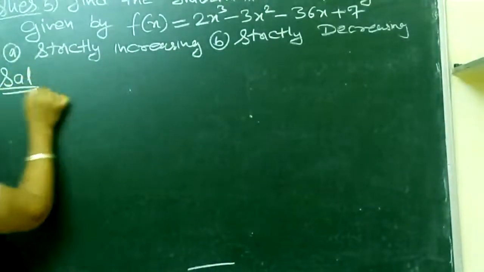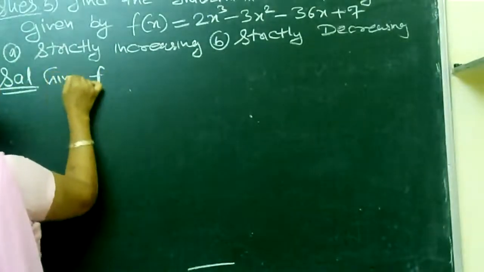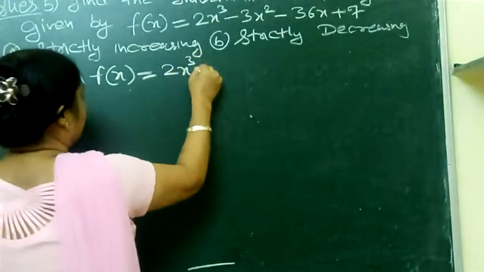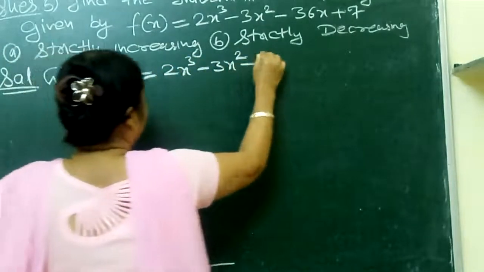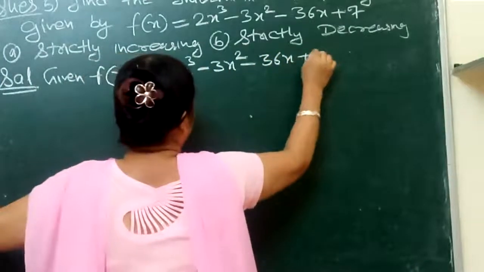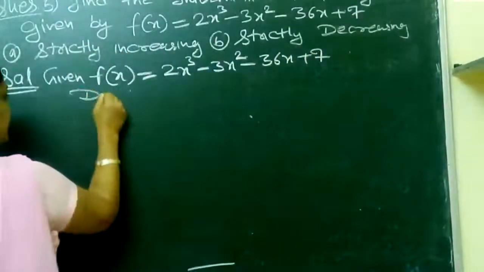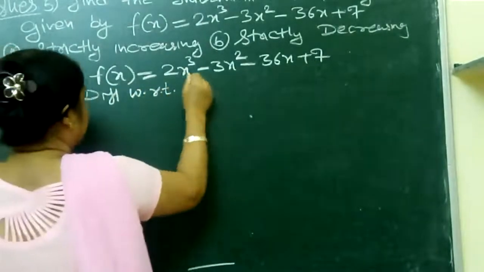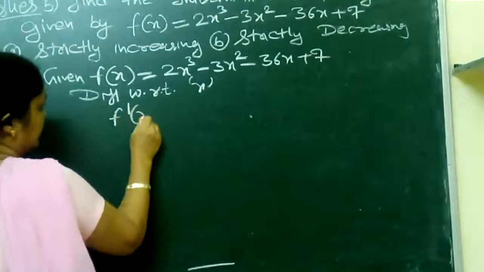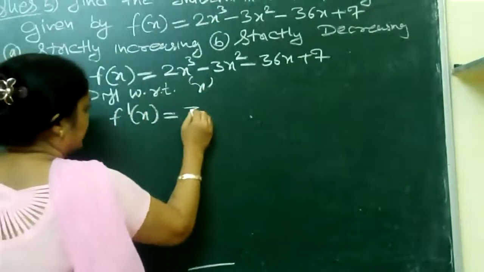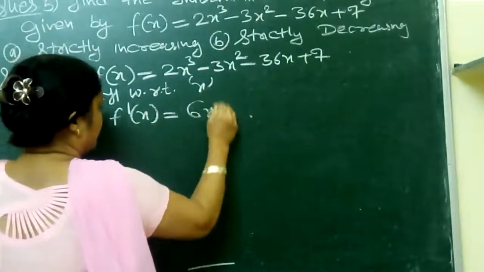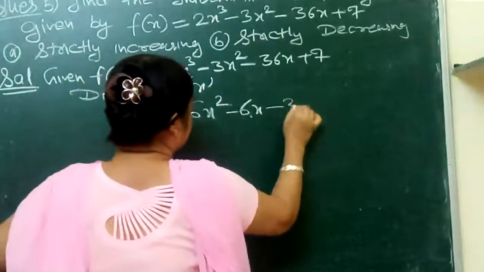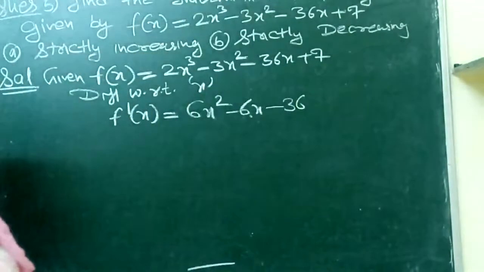What is given here? F of x is 2x cube minus 3x square minus 36x plus 7. Now differentiate with respect to x, because our first step is differentiation with respect to x. Then what is the value of f dash x? It will come here 6x square minus 6x, minus 36, and differentiation of the constant term is 0.